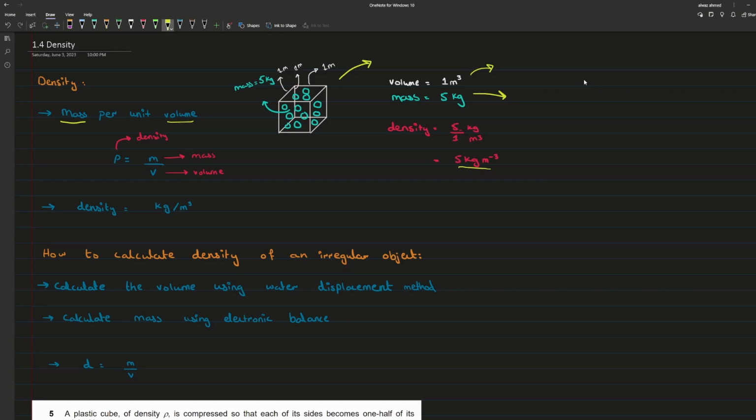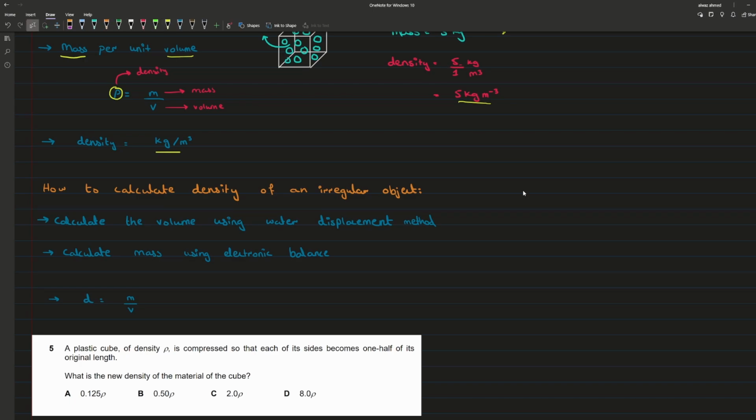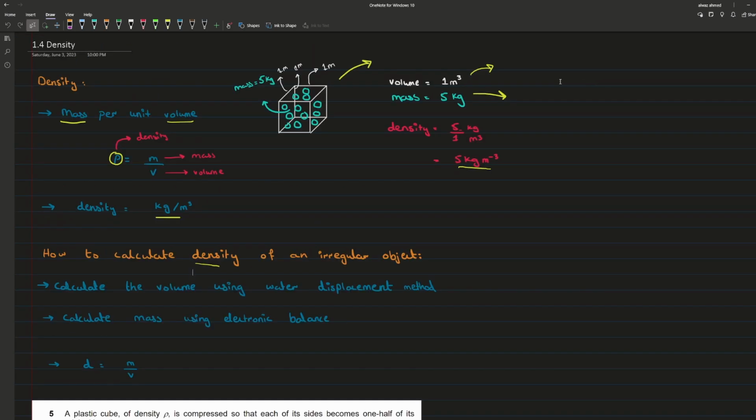This is the formula for density. This P denotes density, M is mass and V is volume, and the units for density are kg per meter cube. So you always have mass in the numerator and volume in the denominator, but these are the most common units used. Okay, so the next thing that we're going to talk about is how to calculate density of an irregular object. So in the example above, we had a cube which was regular.